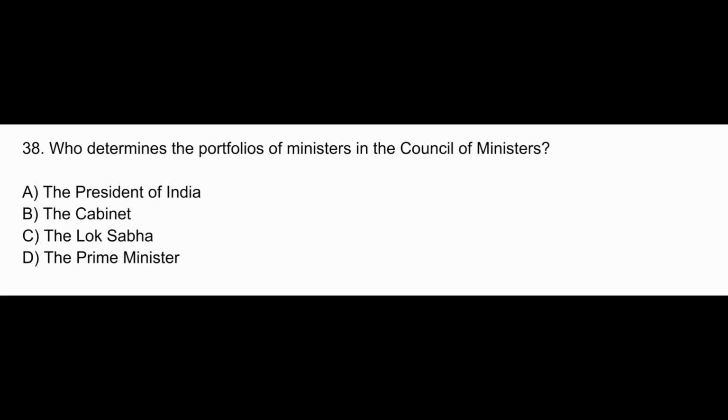Next question: who determines the portfolios of ministers in the Council of Ministers? Option A, the President of India. Option B, the Cabinet. Option C, the Lok Sabha. Option D, the Prime Minister.